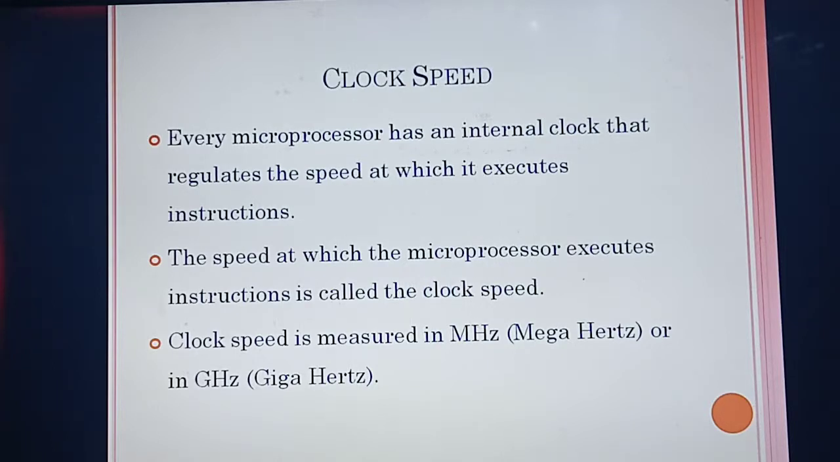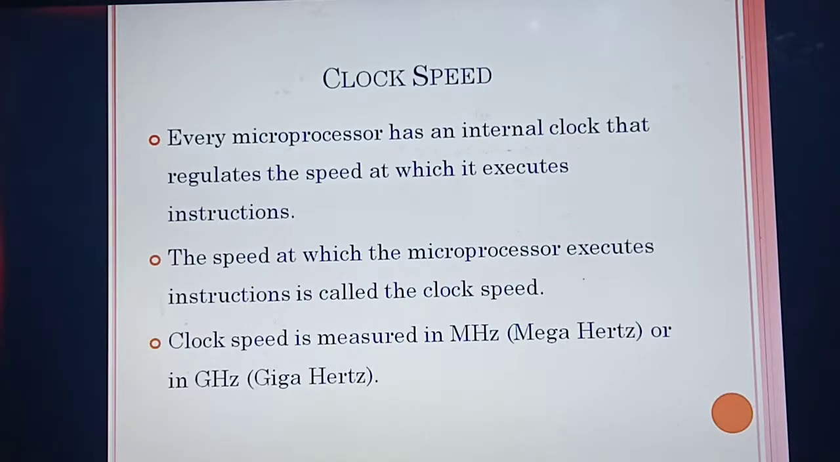Okay. So clock speed means at what time the microprocessor will execute a particular instruction. That time is called which speed? Clock speed. Or at what speed the microprocessor will execute a particular instruction, that is called what? Clock speed. Understood? That is important, one more question also.